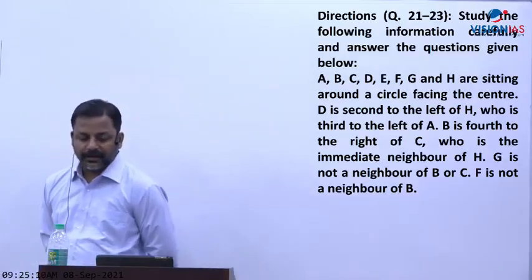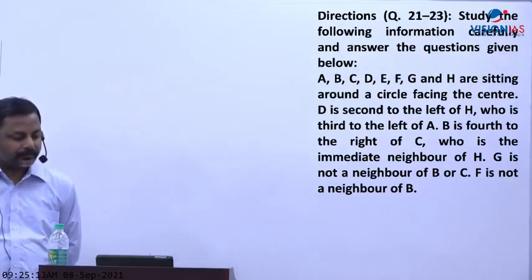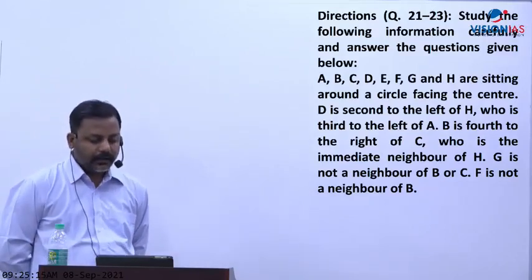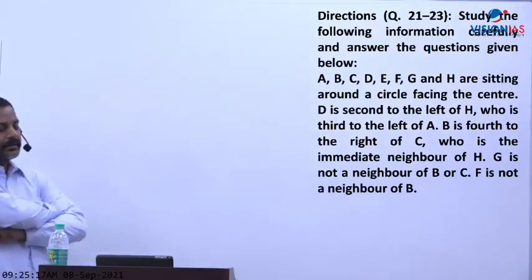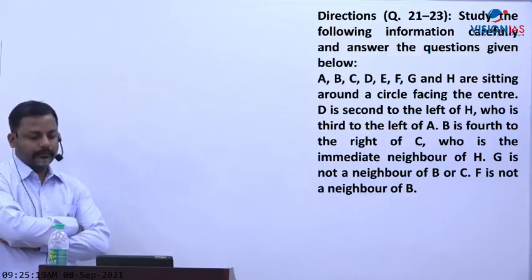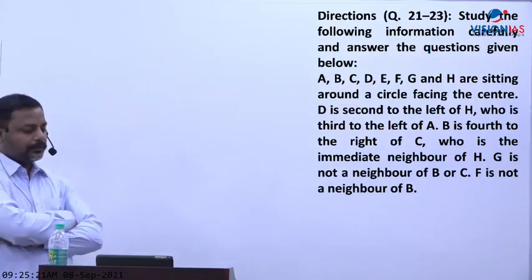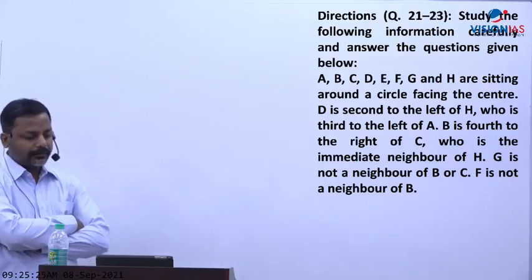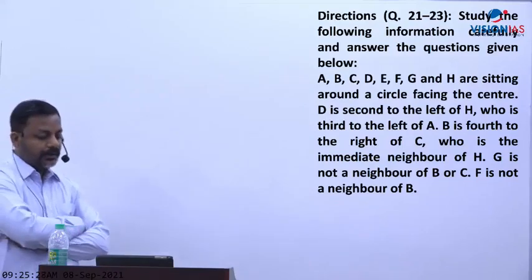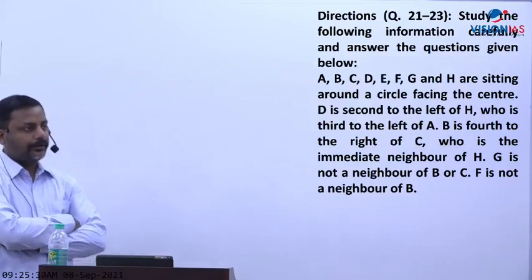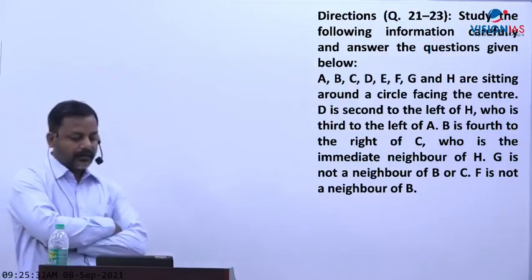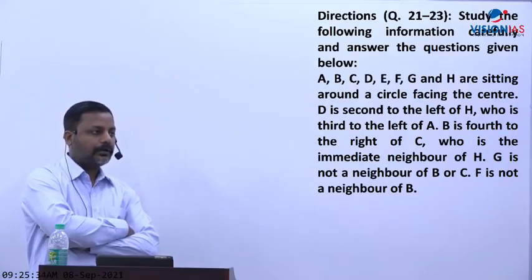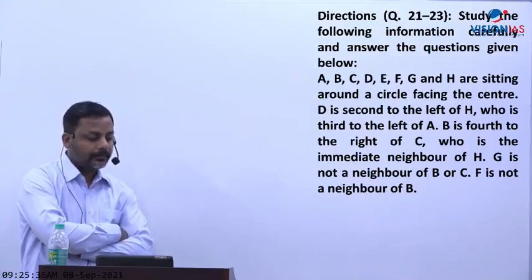So A, B, C, D, E, F, G, H are sitting around a circle facing the center. D is second to the left of H. Who is third to the left of A? B is fourth to the right of C. Who is the immediate neighbor of H? G is not a neighbor of B or C. F is not a neighbor of B.